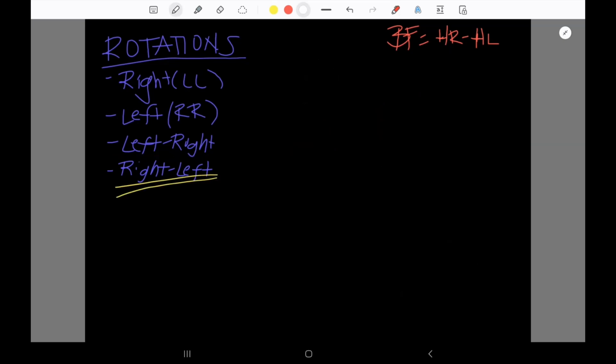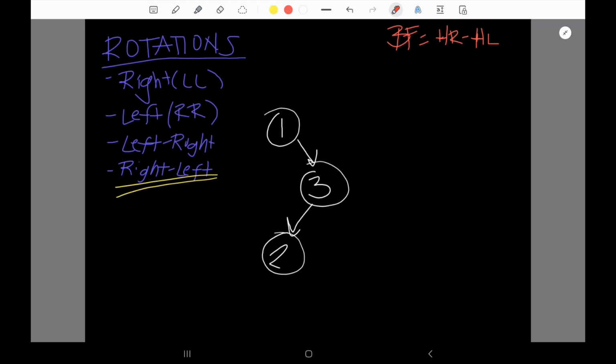So now let's proceed to right left. Let's have the same example. I mean, not the same, just the numbers. 1, 3, 2. As you can see, we have right, right, left.